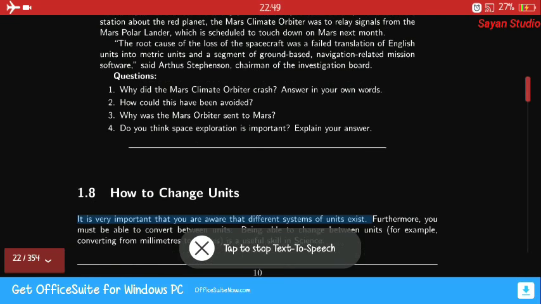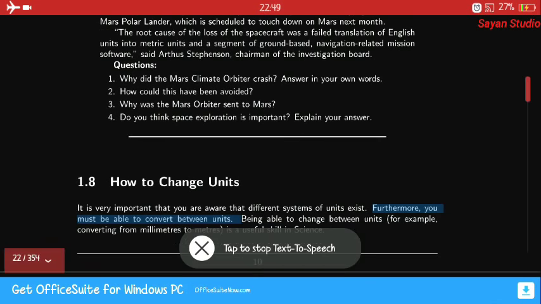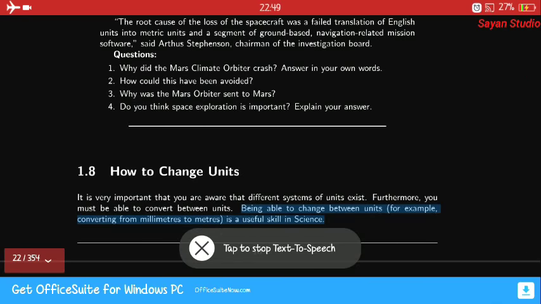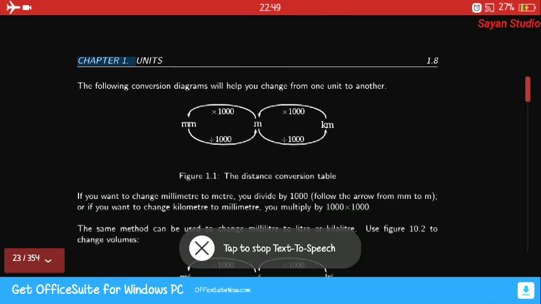1.8 How to change units. It is very important that you are aware that different systems of units exist. Furthermore, you must be able to convert between units. Being able to change between units, for example, converting from millimeters to meters, is a useful skill in science. The following conversion diagrams will help you change from one unit to another.